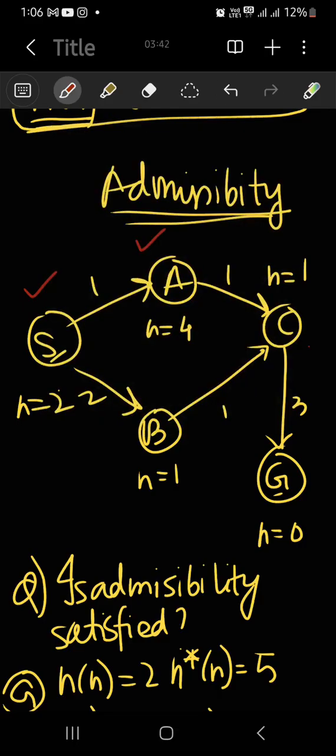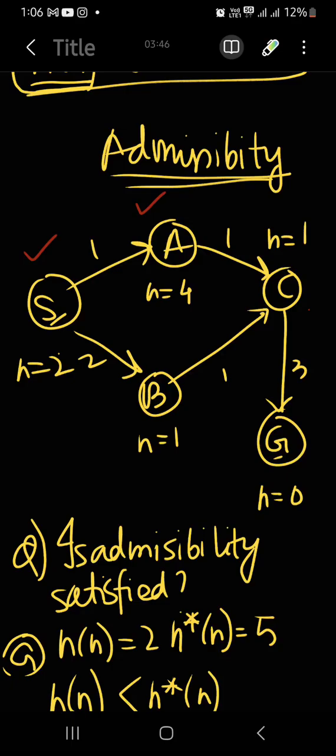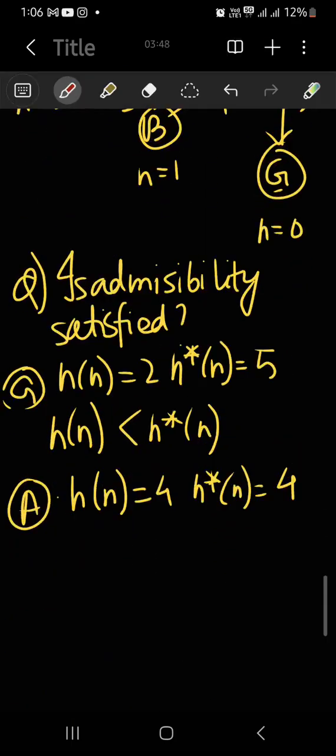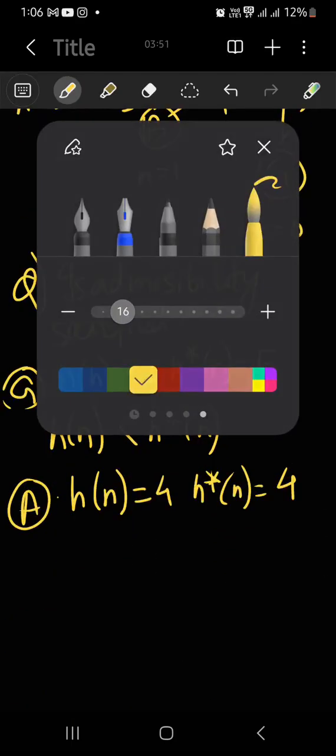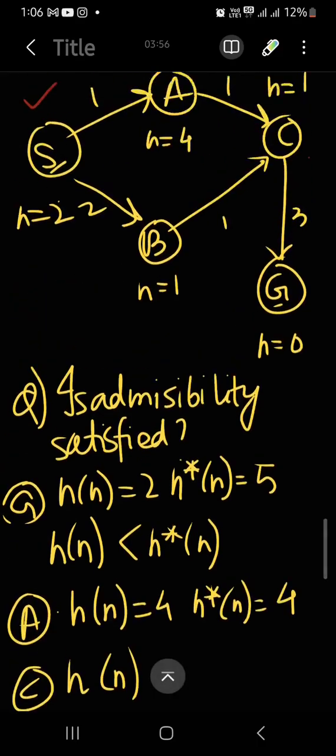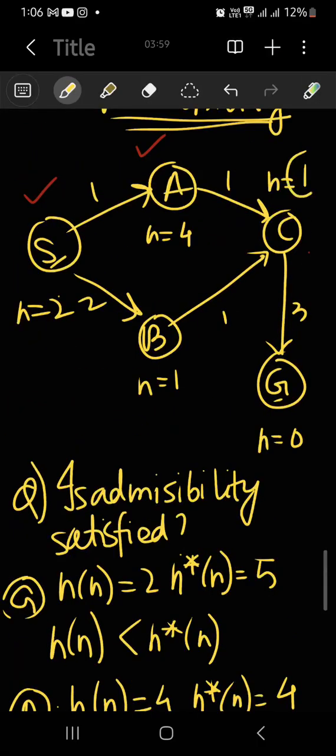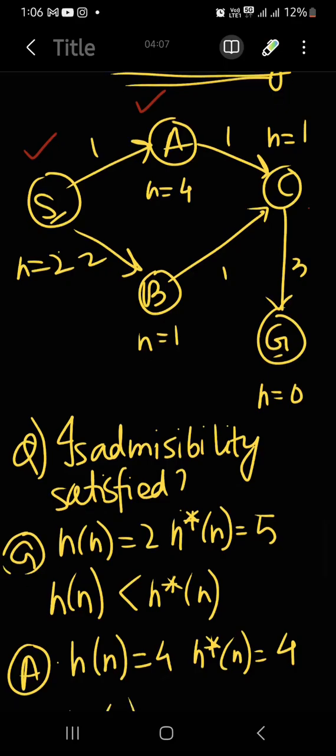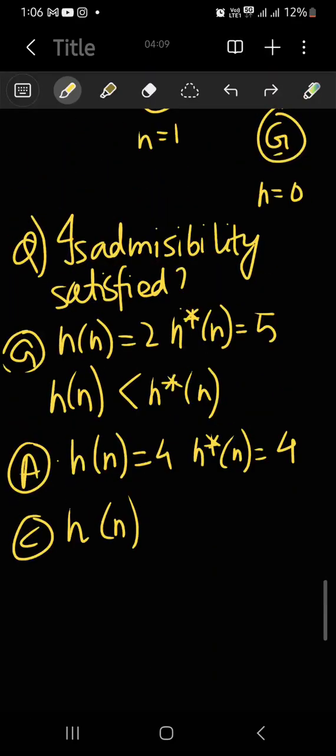Yeah. Now we will be checking for C. We have to check whether the admissibility criteria is getting satisfied for C vertex or not. So for that, what I need to do is, first of all, I will be checking the estimated cost to go from C to the goal vertex, which is written over here. It is 1, right? The estimated cost in order to go from C to the goal vertex is 1. So okay, H of n is then 1.